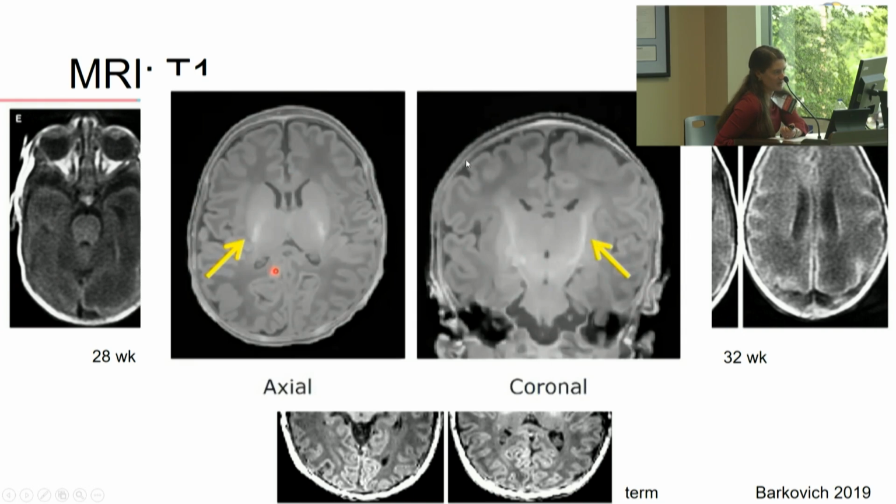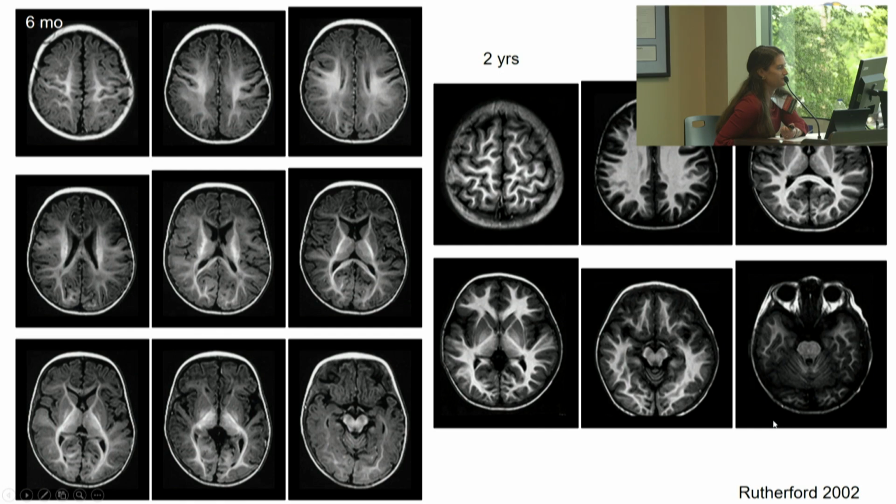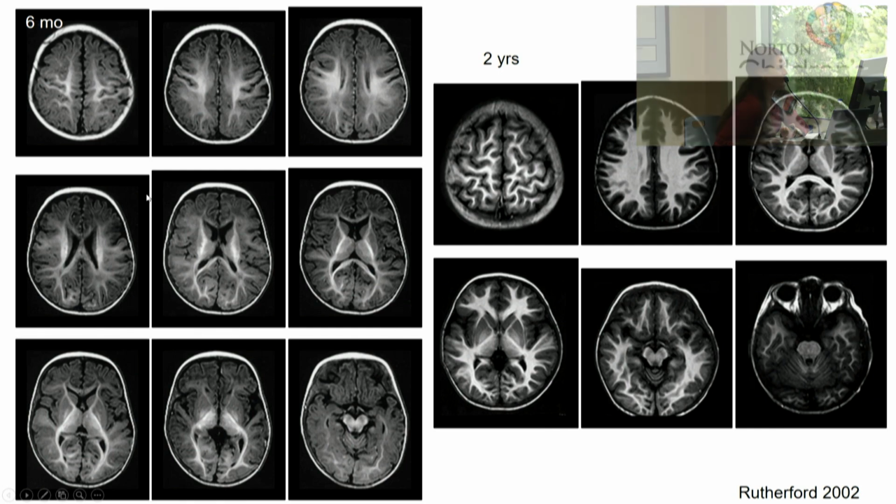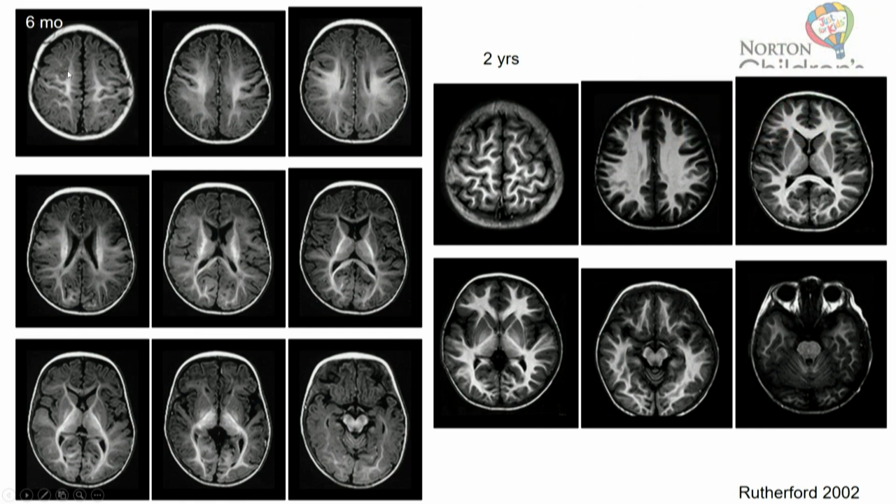So this is what I was talking about. Like the motor strip is up here, and then these corona radiata fibers come down and form that posterior limb of the internal capsule. And that's kind of the coronal view of that. More pictures, because I like pictures.